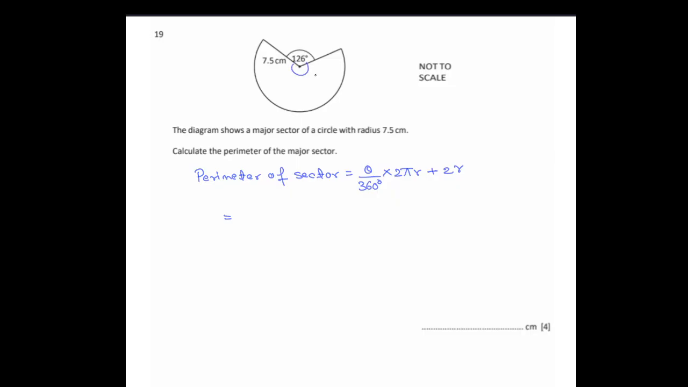So find out this by doing 360 minus 126. 360 minus 126 is 234. So 234 by 360 into 2 into pi into r, r is 7.5, plus 2 into 7.5. Just do this in the calculator.